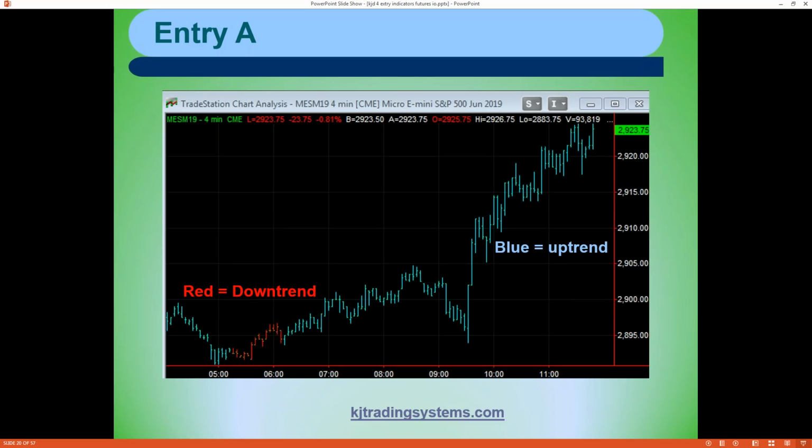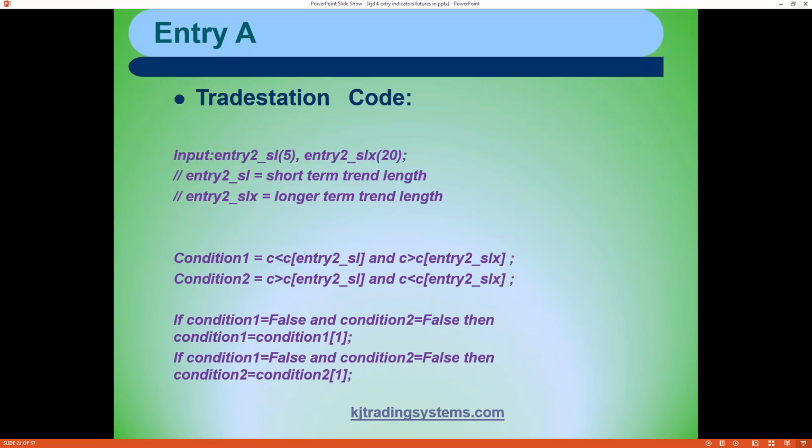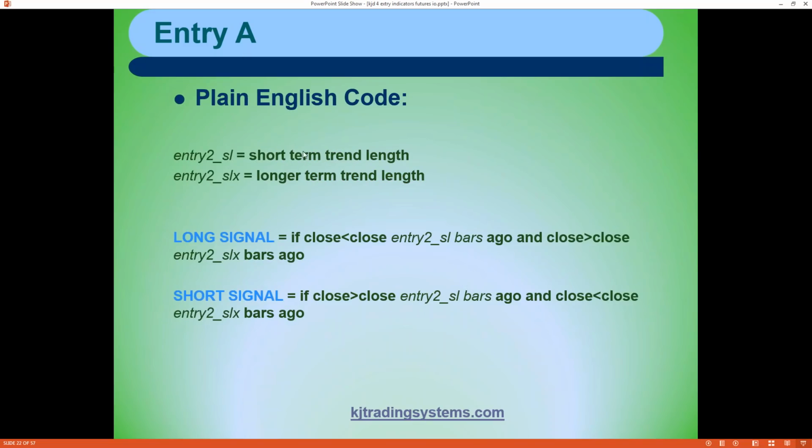If you're a TradeStation user, I'm not going to go through all this code, but there's the code in TradeStation. In plain English, you have a short-term trend length and a long-term trend length, right? If this bar's close is less than the close so many bars ago for the short-term length, and it's greater than the close of the long-term length, so again, long-term momentum's up and short-term is down, that's a long signal. And exactly the opposite for a short signal.